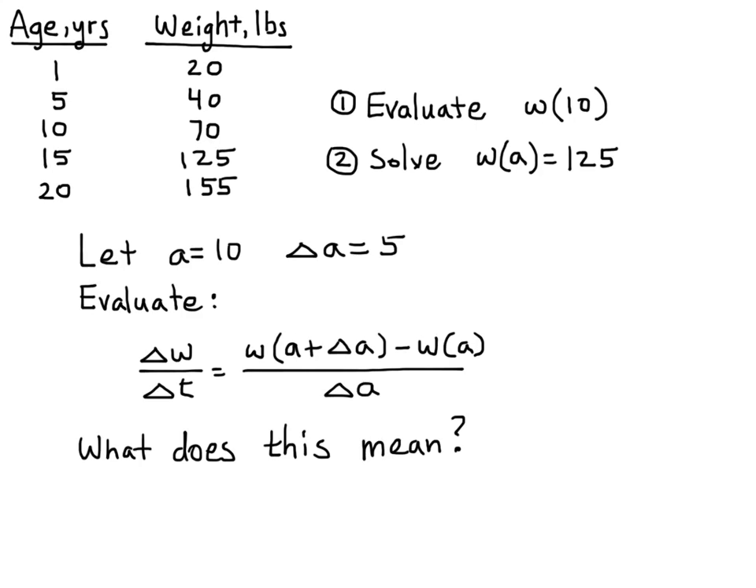And so I can abbreviate this change. Remember, I said earlier that we can use the delta as a symbol for change. So this is the change in weight, and this is the change in time. This is going to be the second weight minus the first weight, and this is going to be the second time minus the first time.